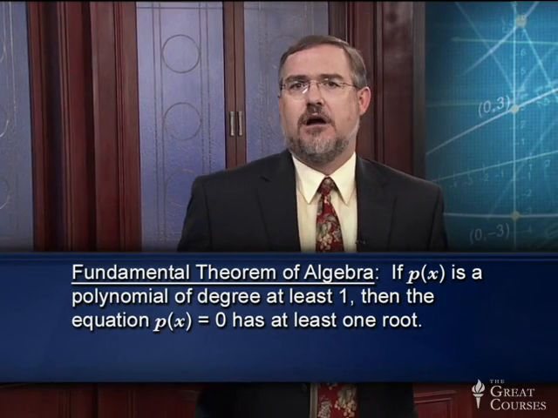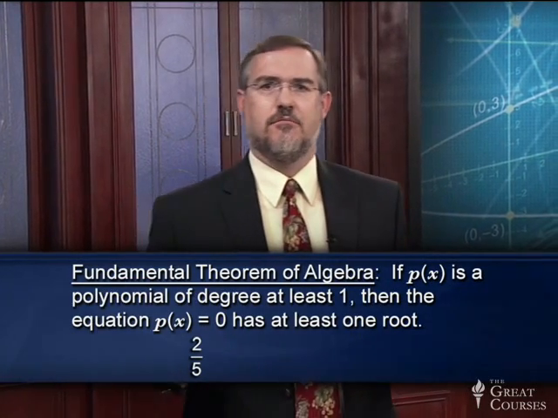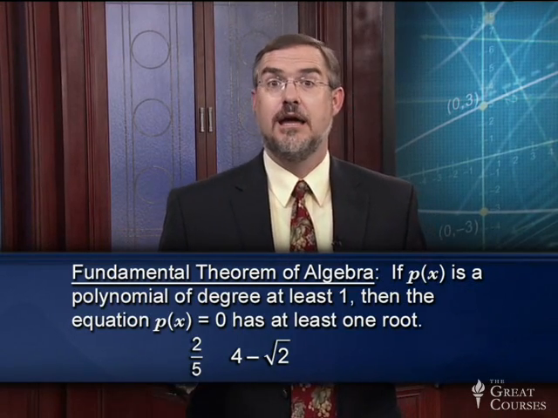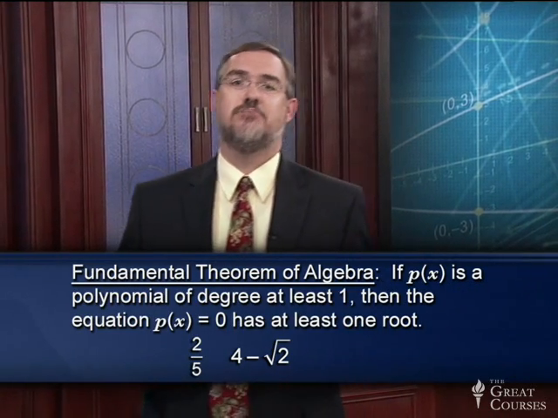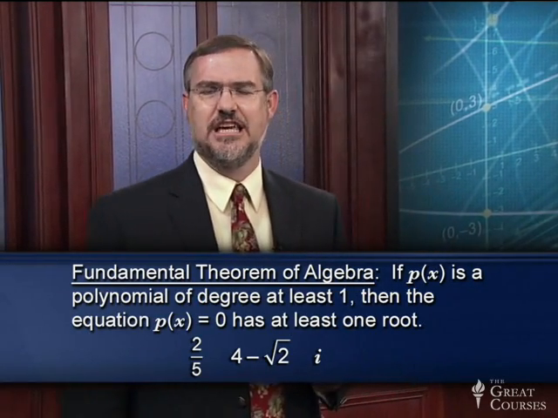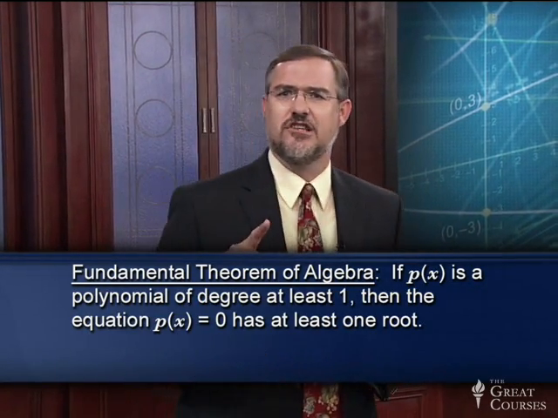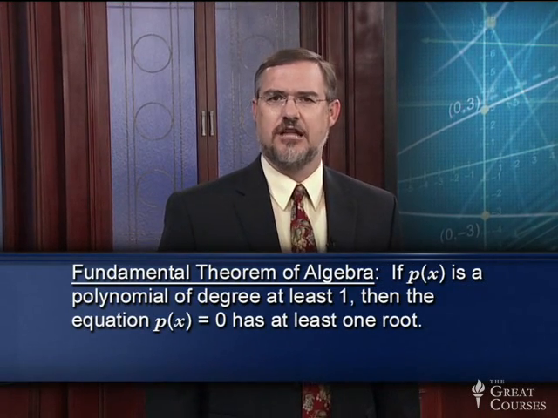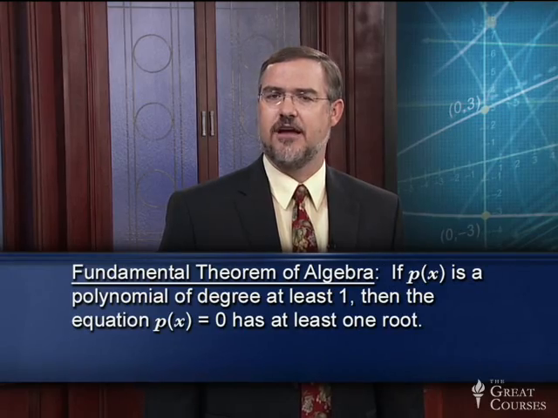Now, that root might be a rational number like 2/5, or it might be a real number that's not rational like 4 minus the square root of 2. It might actually even be a complex number with that i equaling the square root of negative 1 sneaking in somewhere. But the point is that the equation must have at least one root. So that's what the fundamental theorem of algebra is trying to say. Now, it might not look like that's going to help, but let me show you a byproduct of the fundamental theorem of algebra, which is extremely helpful.